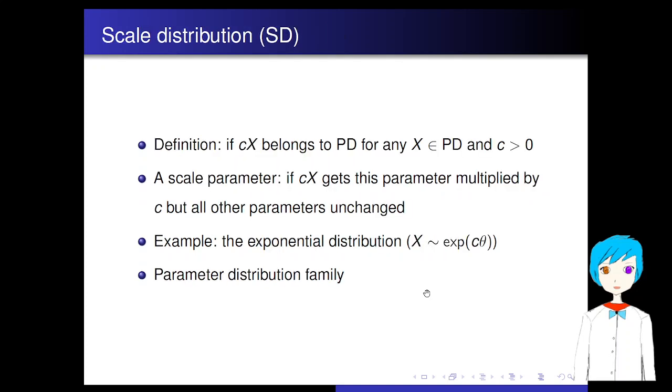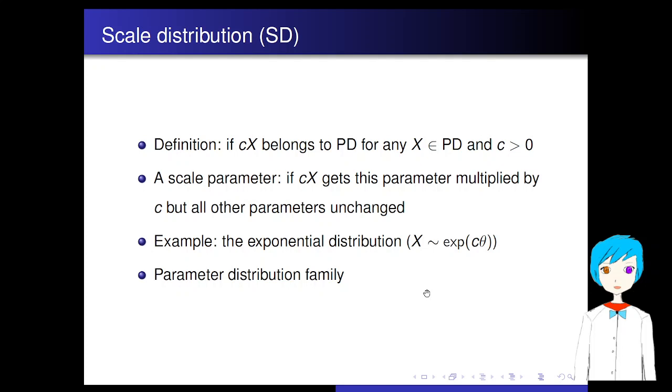The scale distribution is another special class within the parametric distribution. Its definition is that if for any random variable x belonging to the PD, cx also belongs to PD, where c is a constant larger than 0. A scale parameter is a parameter such that if cx gets this parameter multiplied by c but all other parameters unchanged, then this parameter is a scale parameter.